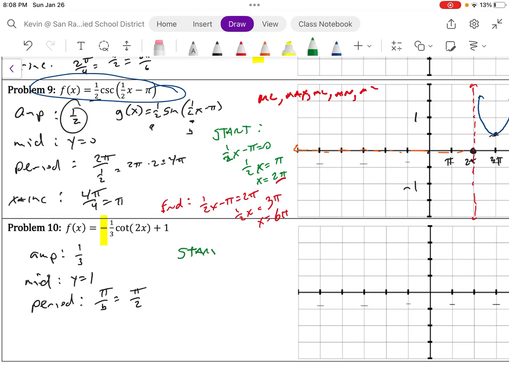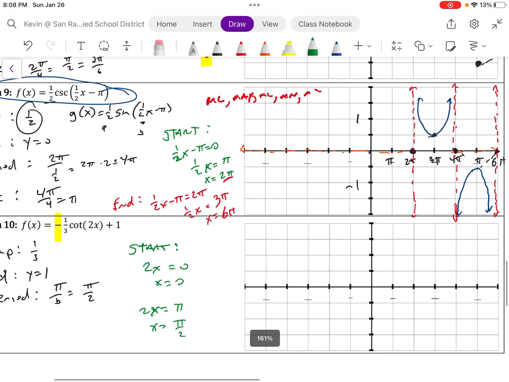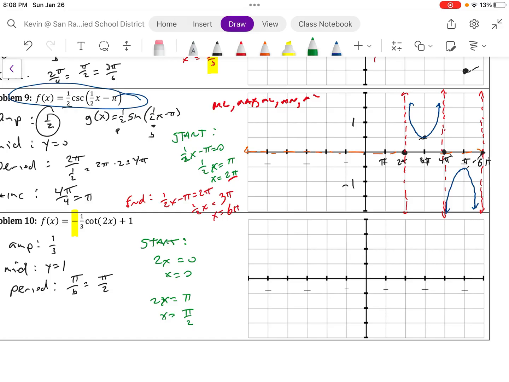Don't worry about my x-intercepts when I do cotangent, tangent. All I care about is my start. I take 2x equal to 0 since it's cotangent. So x equals 0 and 2x equals pi because cotangent goes from 0 to pi. So x equals pi over 2. Okay, so that's kind of crazy. All right, so we come over here. We'll worry about our amplitude in a minute.